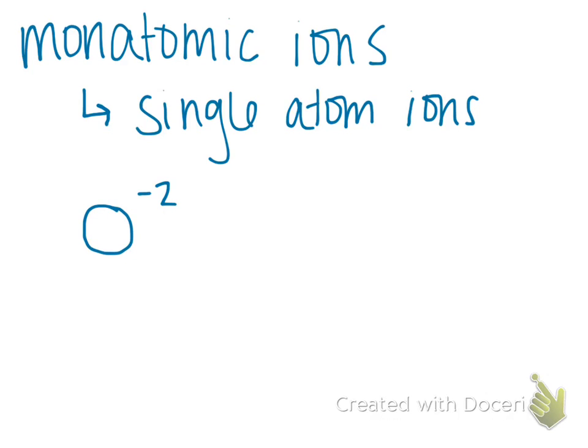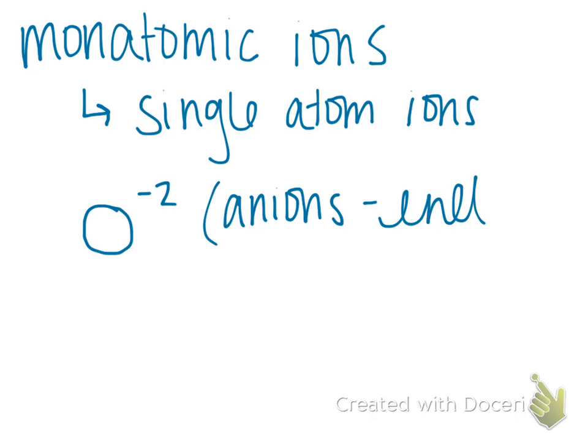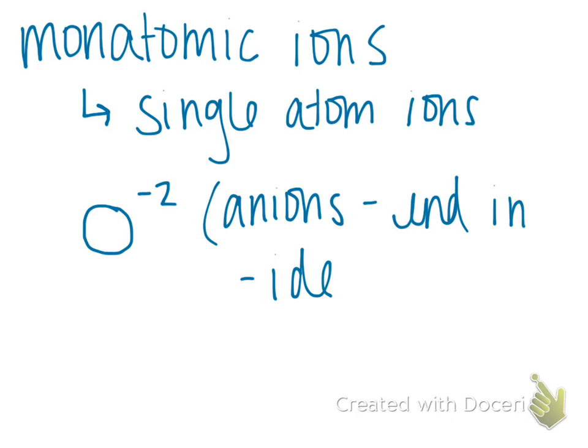Okay? So the way we name monatomic ions is really simple. Anions, like oxygen, they just end in IDE. That's it. Okay, they end in IDE. That's the only thing that changes. So if you look on your periodic table of ions, you'll see all of those negative charges. It's not oxygen anymore, it's oxide. And it's not sulfur anymore, it's sulfide.